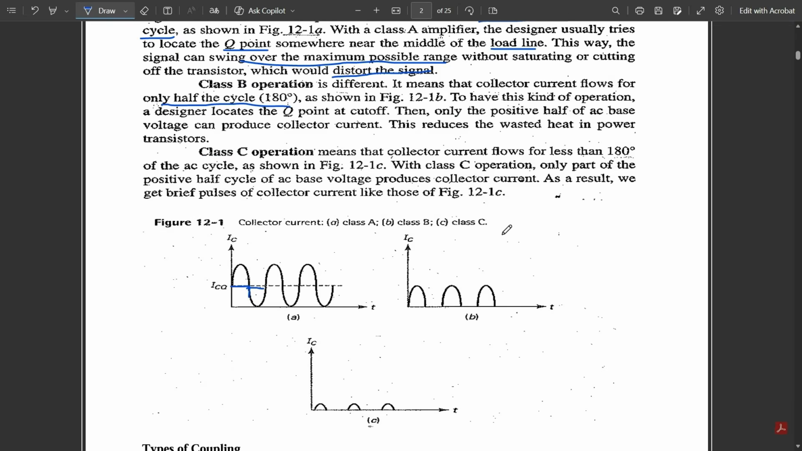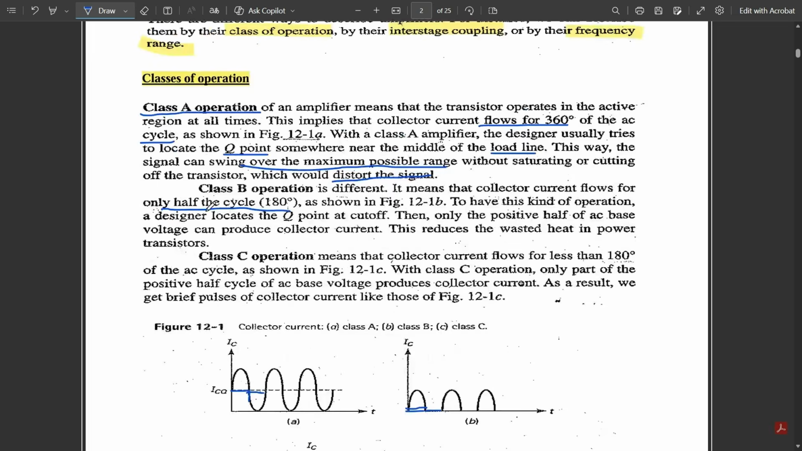You see here, this is a class B response plot of collector current versus time for one cycle. That is, only for 180 degrees. For the next negative cycle it's not operating, it is just constant. So only for 180 degrees or half a cycle it is operated.